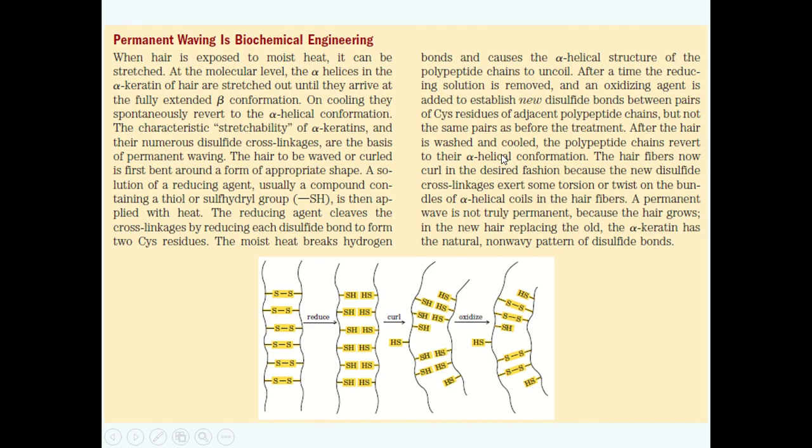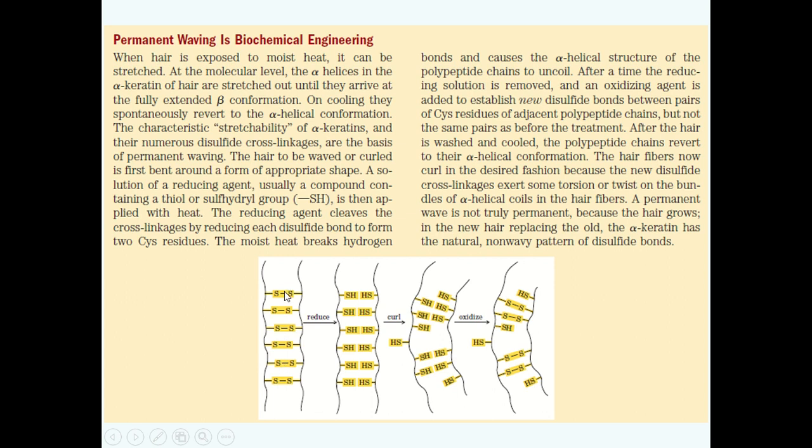Some people have curly hair, others have straight hair. The reason why the architecture of hair is different is because of the pattern of disulfide bonds. This is a diagrammatic representation showing the process of curling of hair. So see that these are the fibers and they have disulfide bonds between them.